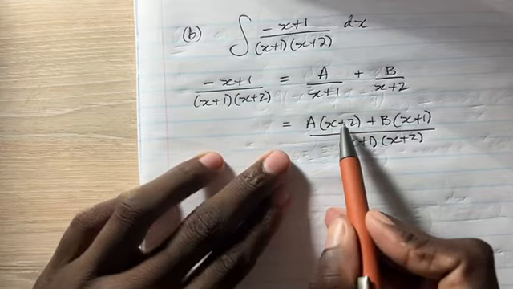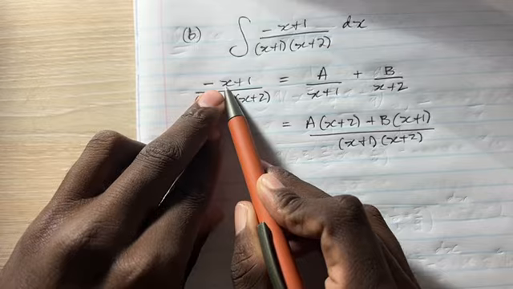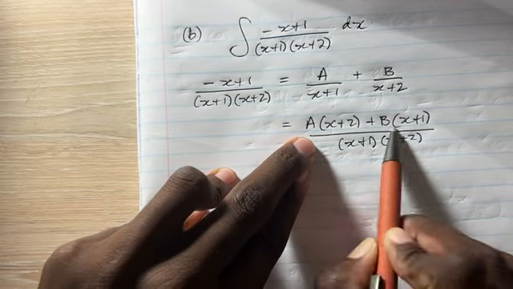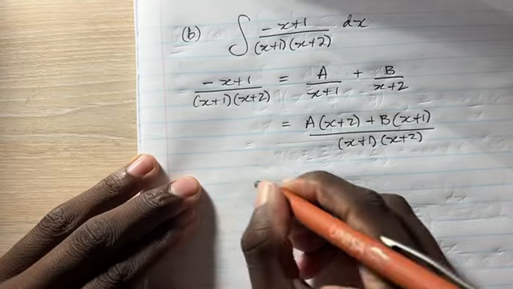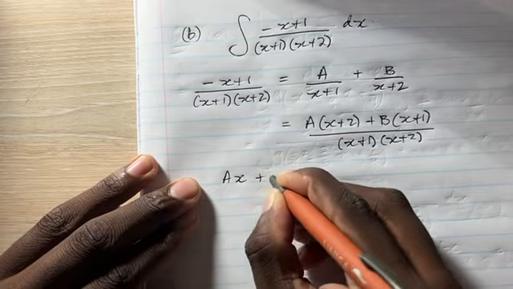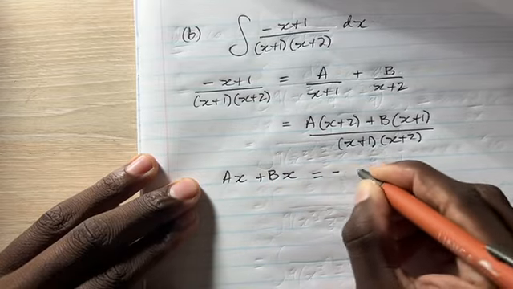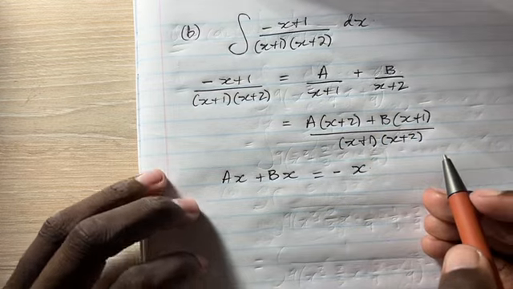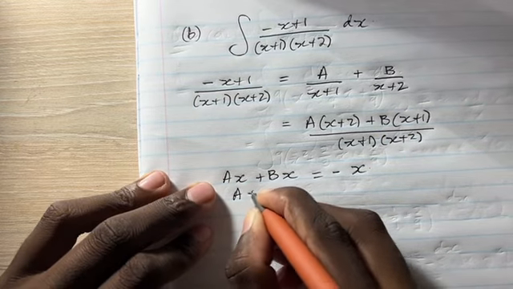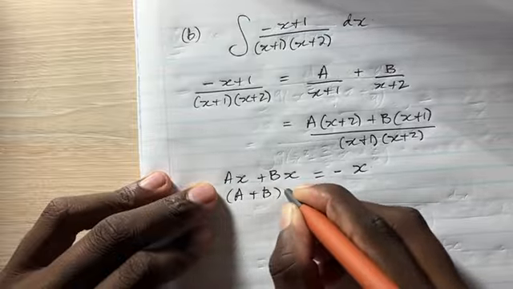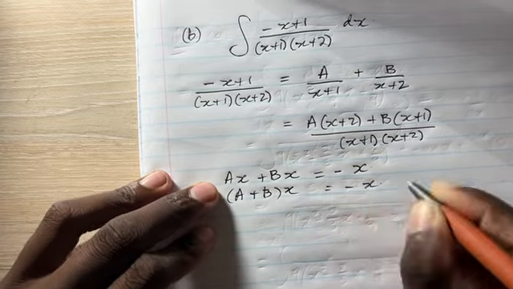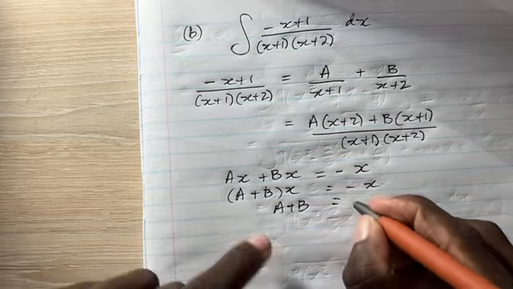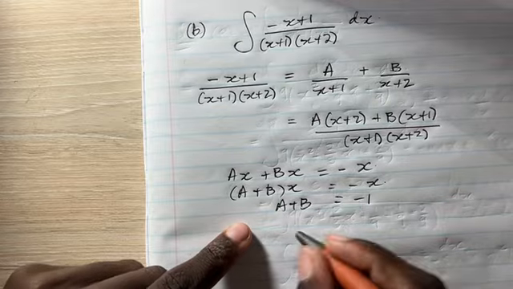Okay, now our x term here is negative x. The x term here also has to be negative x. So that means ax plus bx must be equal to negative x. Okay, because this is going to be ax, that's going to be bx. Now that's a plus b, x equals negative x. So a plus b, the coefficient of x, must be equal to the coefficient of x on that side. That's our first equation.